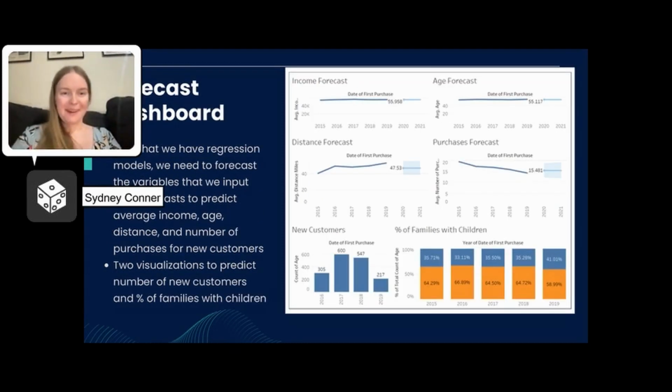Going a little bit above and beyond, here's a forecast dashboard. So now that we have those regression models, we need to forecast the variables that we input to make the information useful. The 4 forecasts predict average income, age, distance, and number of purchases for new customers. And those 2 visualizations on the bottom predict the number of new customers and percentage of families with children. I'd like to add that this dashboard is dynamic, and busy managers can use this to predict their future forecasts, which is really important and can help us use this data to make actually great recommendations for the future.